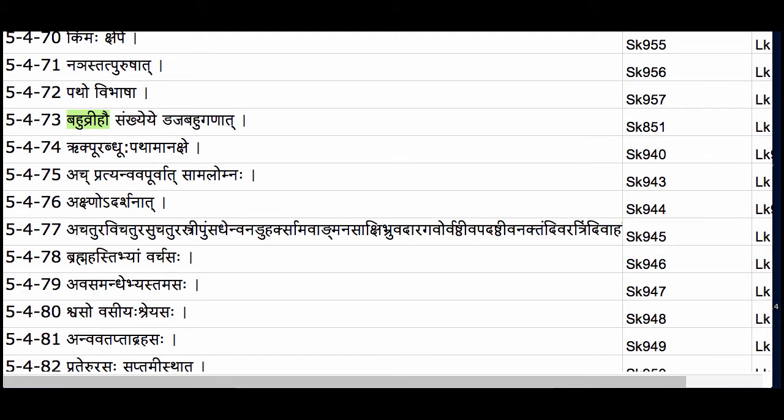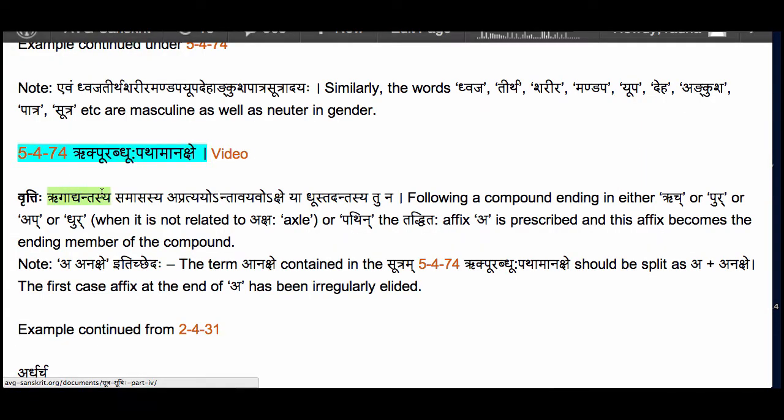It says Ragadyantasya samasasya Pratyayovanta vayavokshe tadantasya tu na, which means that following a compound ending in either rich or pur or up or dhur or pathin, the tadhitaha affix a is prescribed, and this affix becomes the ending member of the compound.